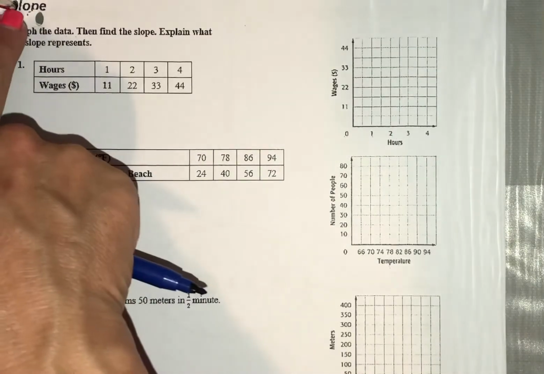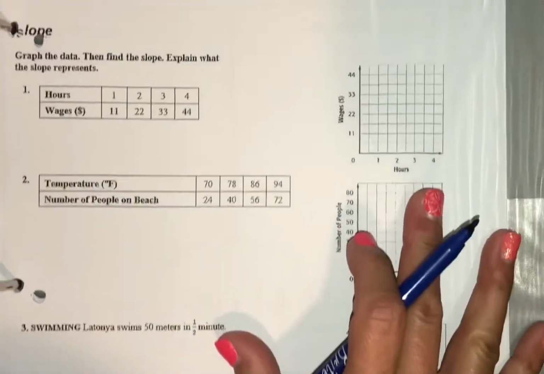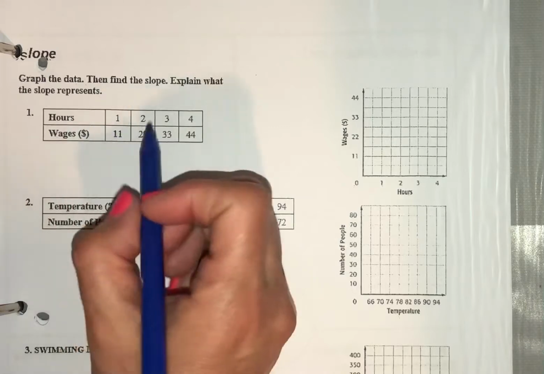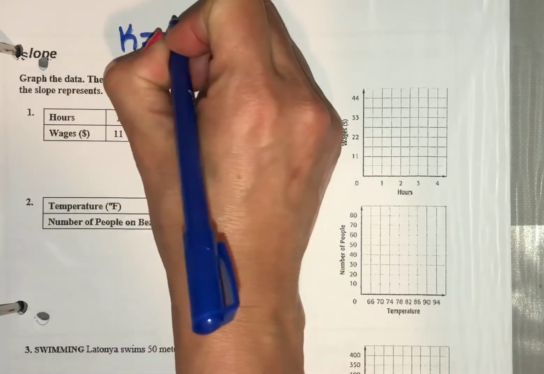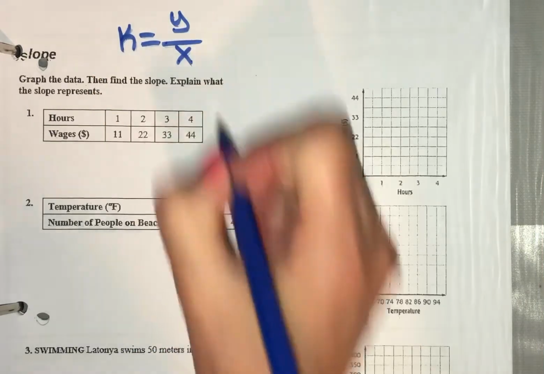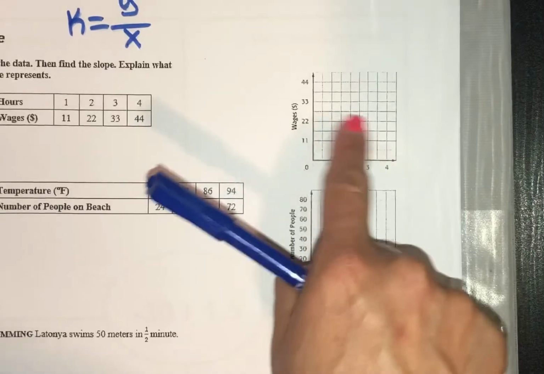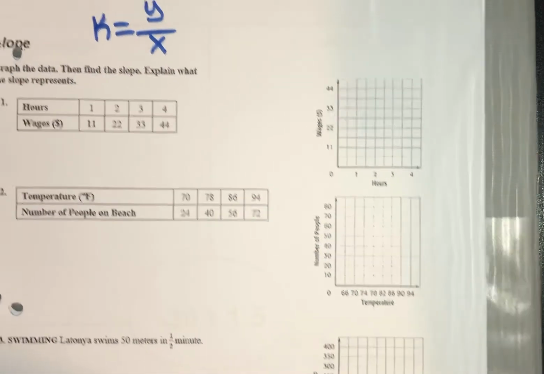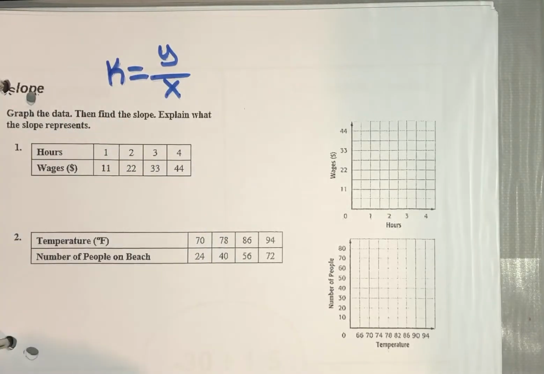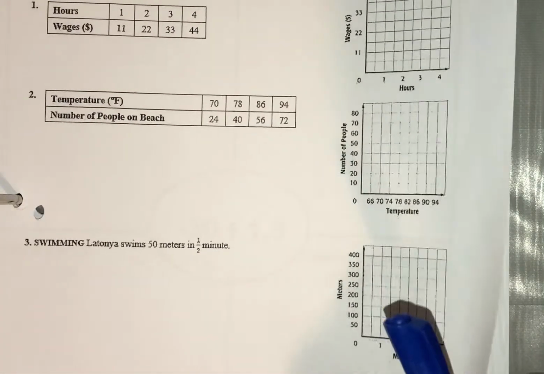This next one says slope. This really means you're going to go down and find your constant, which is your k value, and we say that is y divided by x. Here's your data. You're going to graph it and then find the slope. And the slope is your constant. Your slope is your rate of change. You guys have 4 of those.